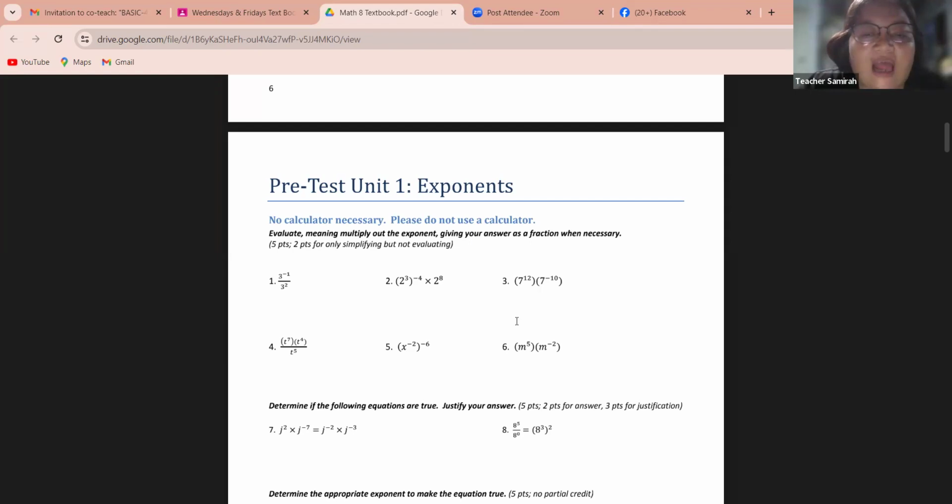Okay, how about this one? 7 with exponent of 12 times 7 with exponent of 10. What will be your answer? 7 with exponent of 12 times 7 with exponent of negative 10. What will be your answer?